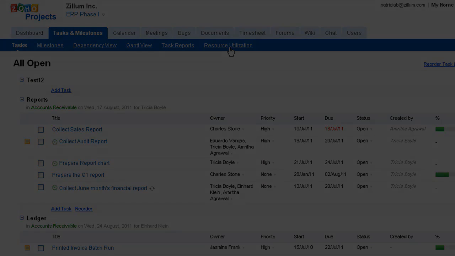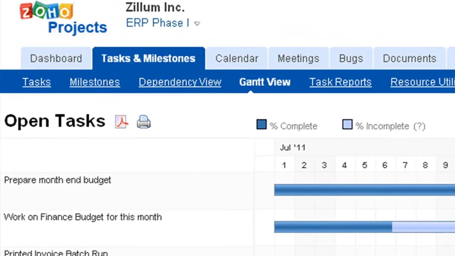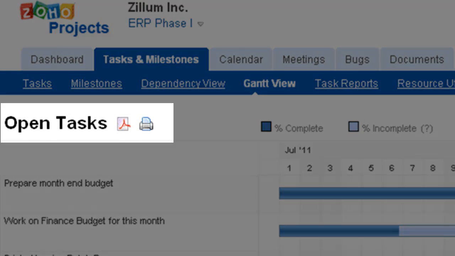With the editable Gantt chart, project members can change the task start date by moving the entire taskbar in either direction, and also change the end date by dragging the arrow at the right end of the taskbar in either direction. The chart can also be printed and exported as a PDF.